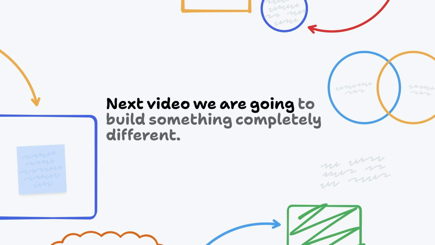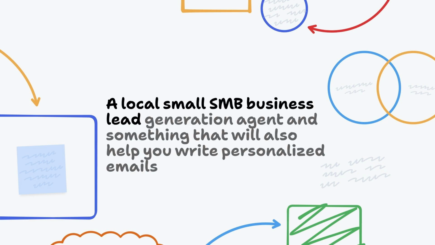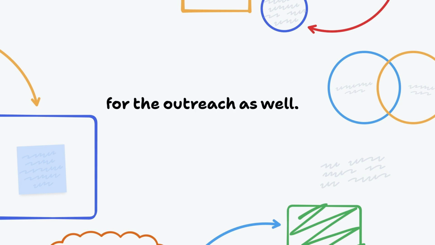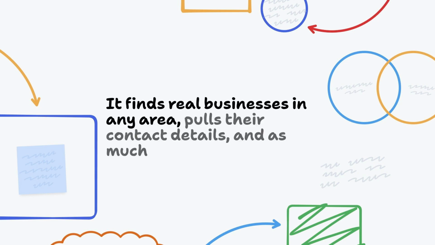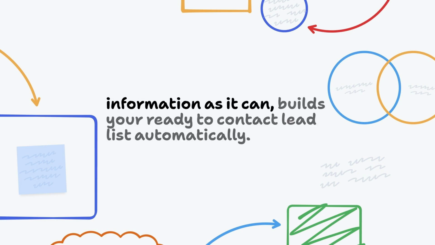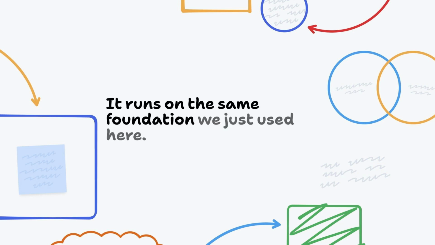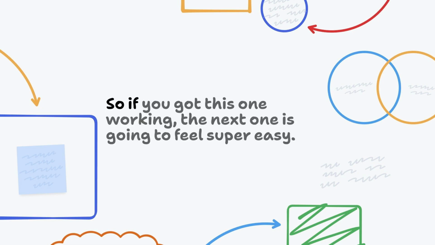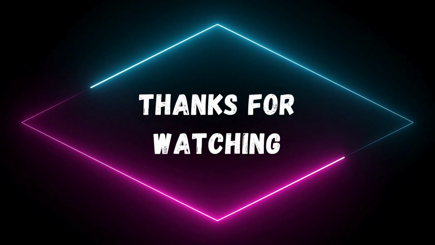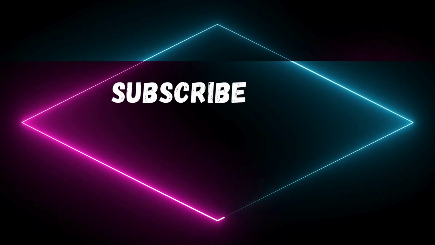Next video, we are going to build something completely different. A local small SMB business lead generation agent, and something that will also help you write personalized emails for the outreach as well. It finds real businesses in any area, pulls their contact details and as much information as it can, builds your ready to contact lead list automatically. And the best part, it runs on the same n8n foundation we just used here. So if you got this one working, the next one is going to feel super easy. See you in the next video.